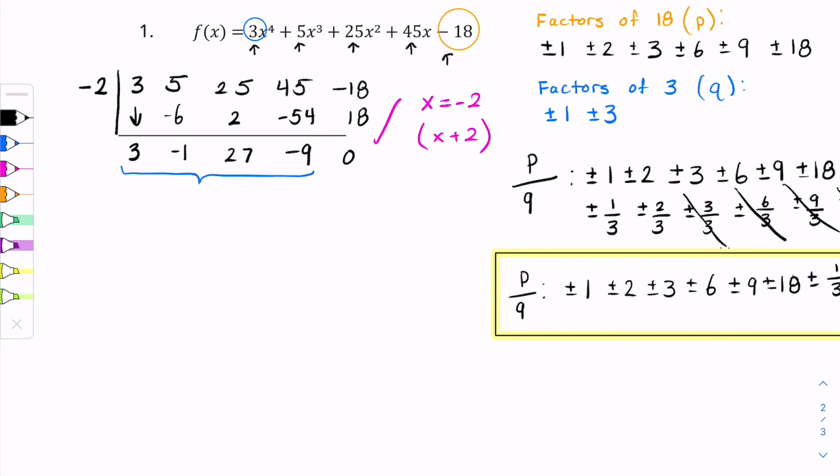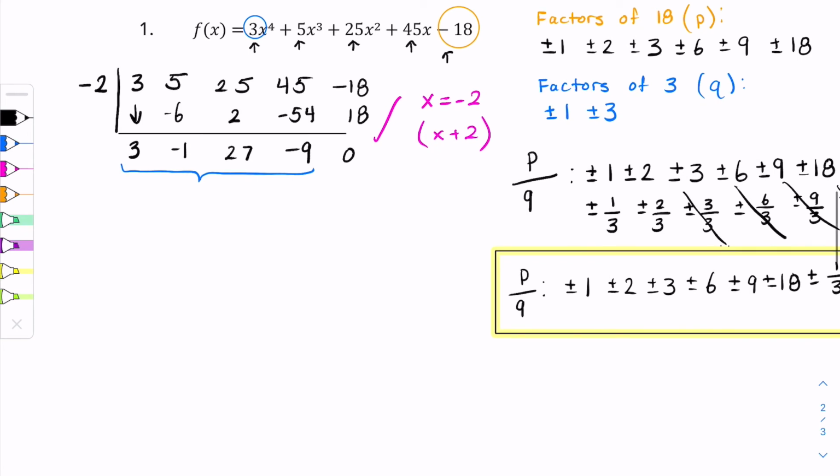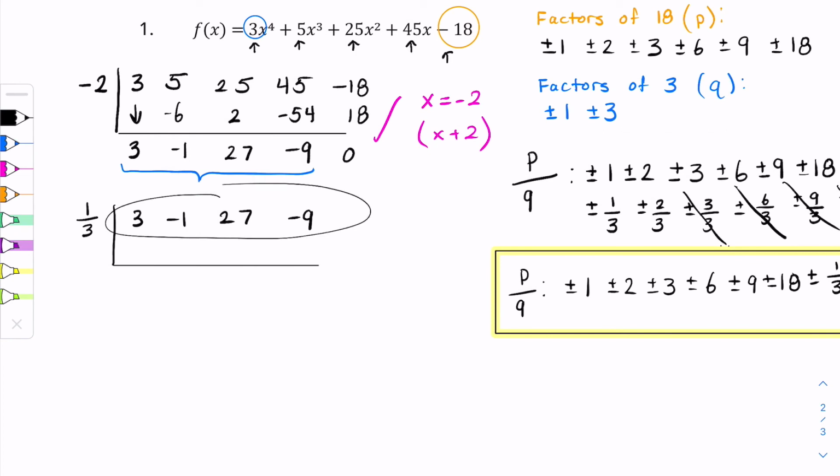I know that the next value that works, I skip all the way forward to positive 1/3. I'm testing this with my depressed polynomial, 3, -1, 27, -9. I know this is a fraction, but notice that the denominator is 3, and all of these, with the exception of 1, have a factor of 3, so it's going to work out nicely. We're not really going to end up with any fractions here.